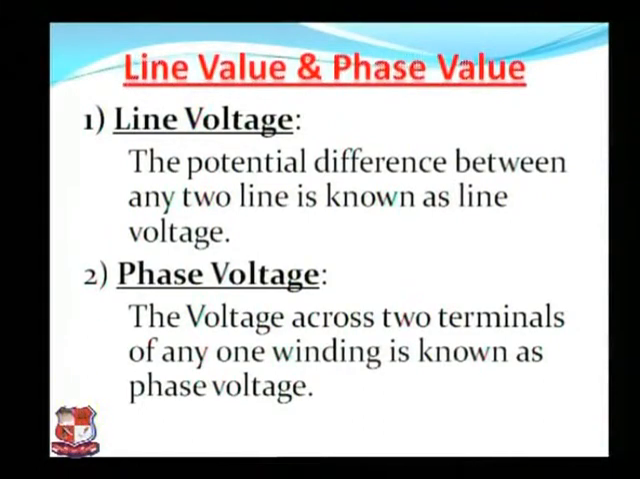Then the next one is the phase voltage. The voltage across any two terminals of a phase or winding is known as the phase voltage. Like the two terminals of a winding, R1 and R2: across that winding, the voltage is known as ER. That is, ER is a phase voltage. Across Y1 and Y2, the voltage is known as EY, and between the two terminals B1 and B2, the voltage is known as EB. So ER, EY and EB are the phase voltages for a particular 3-phase circuit.